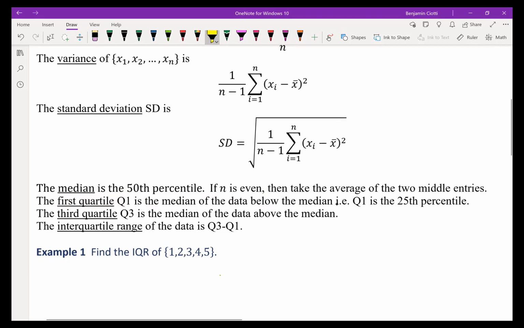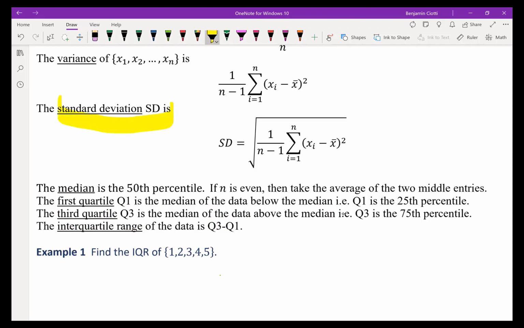Similarly, the third quartile, Q3, is the median of all the data that's above the original median of the data, i.e., Q3 is the 75th percentile. And we can then define the interquartile range as Q3 minus Q1. This is another measure of spread.